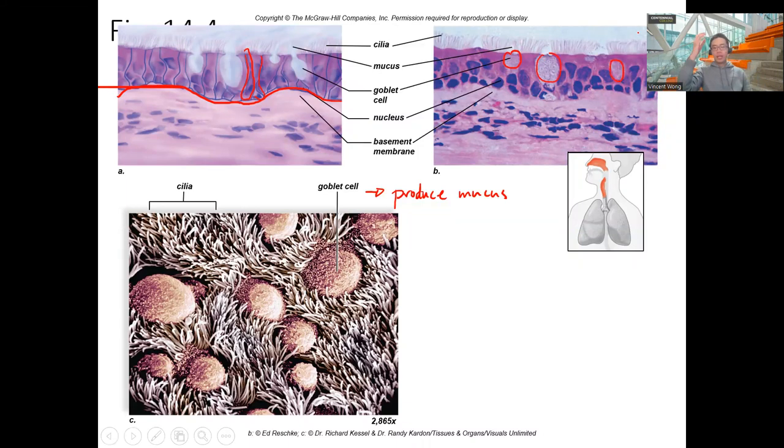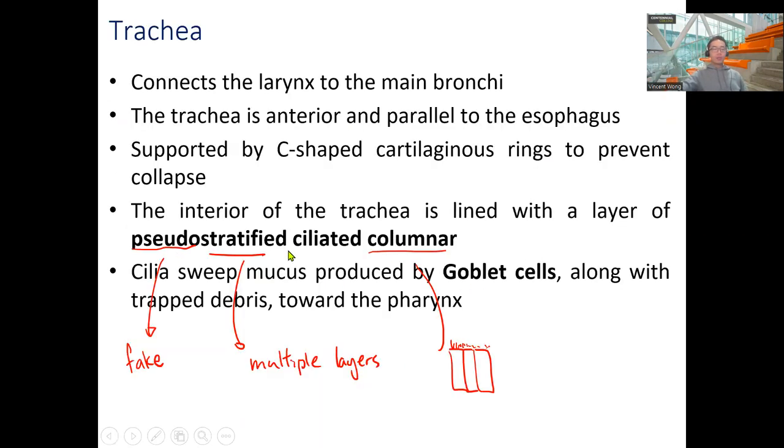Right, so two types of tissues make up our airway, our trachea: the pseudostratified ciliated columnar, as well as the goblet cell. Everything else we talked about already, right? The trachea connects the larynx to the bronchi, and it's in front of, anterior and parallel to, the esophagus. The trachea is supported by C-shaped cartilage rings, which prevent it from collapsing. And finally, the cilia help sweep up the mucus towards the pharynx.